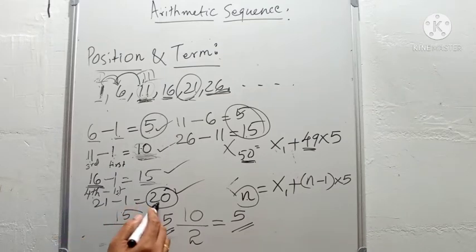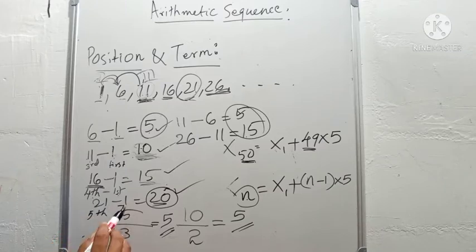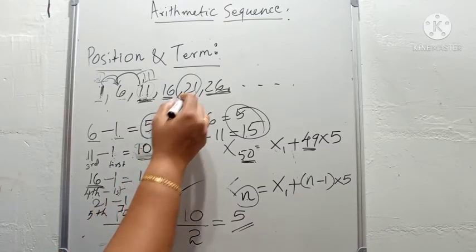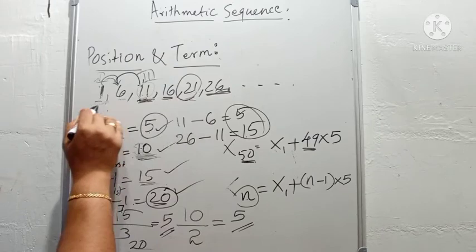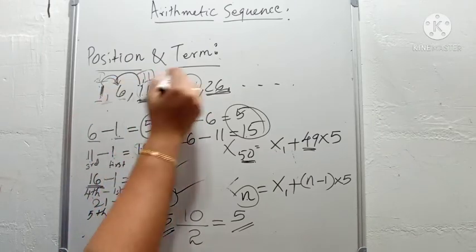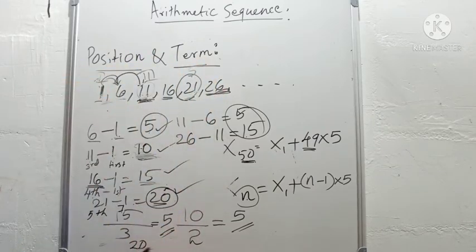Right? Then what about the fifth term and the first term? 21 minus 1 is equal to 20. That is the term difference. And what about the position difference? 21 is the fifth term, 1 is the first term, so the position difference is 5 minus 1 is equal to 4. 20 divided by 4 is also equal to 5.